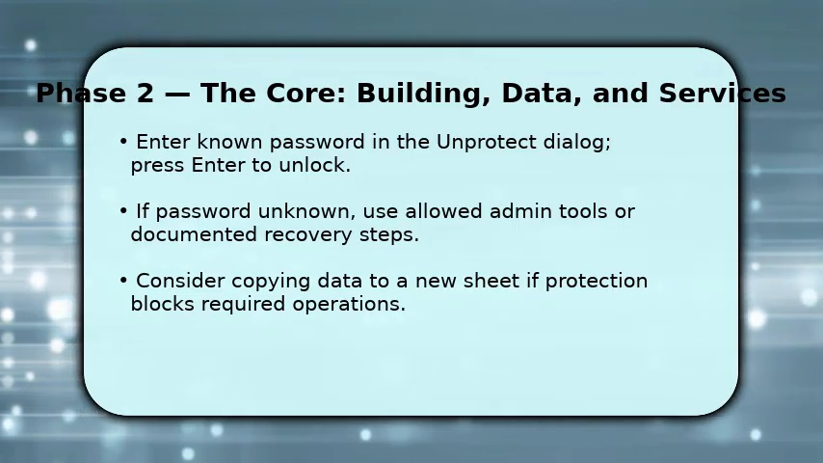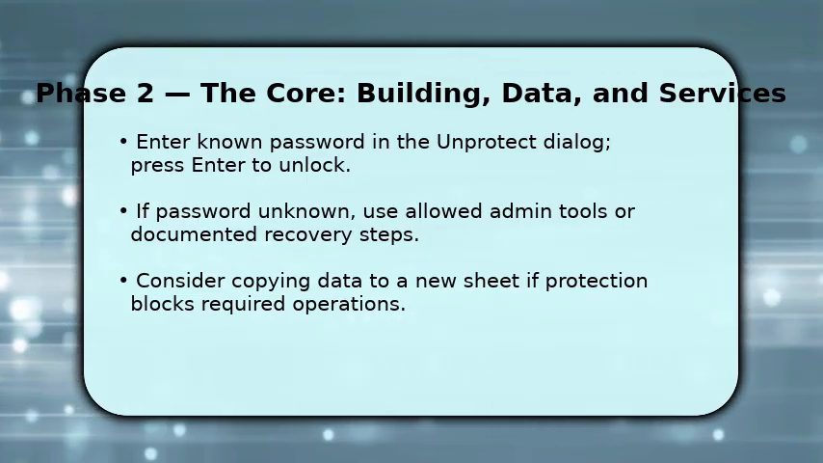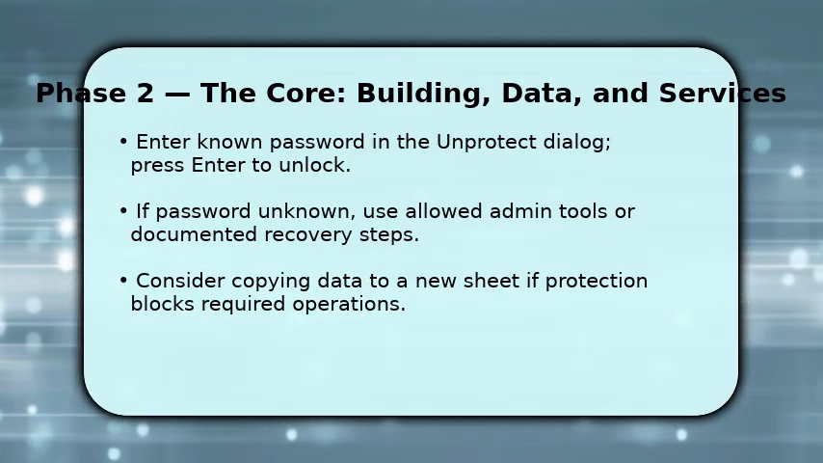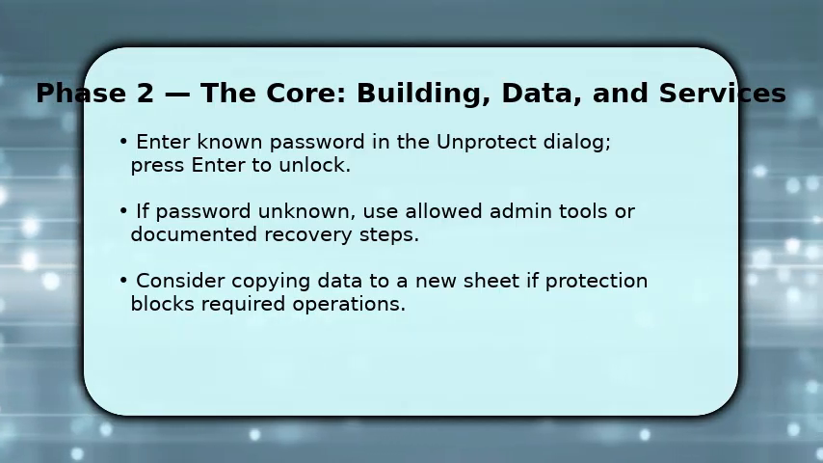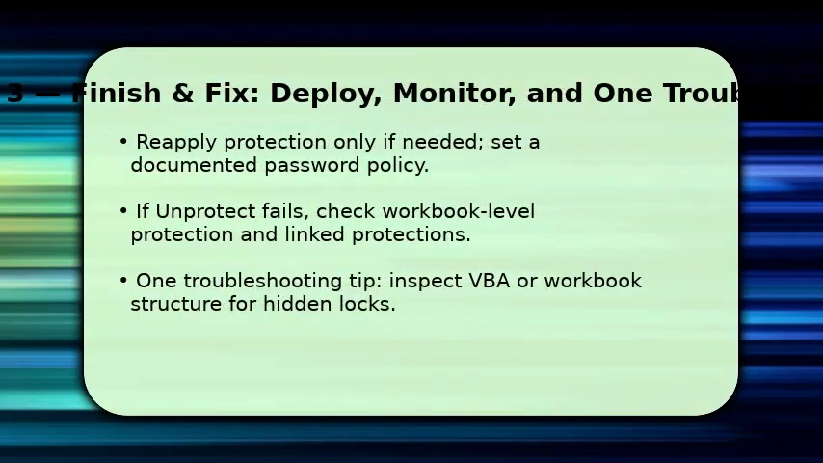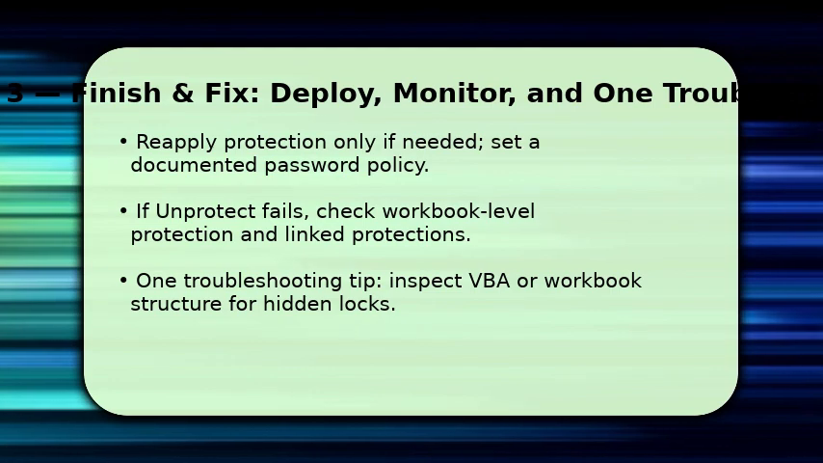Once you regain access, copy critical ranges into a new sheet if any features remain restricted, because copying often clears cell-level restrictions. To finish, confirm cells and formulas behave as expected, and if necessary, reapply protection with a documented password so the same problem won't recur.